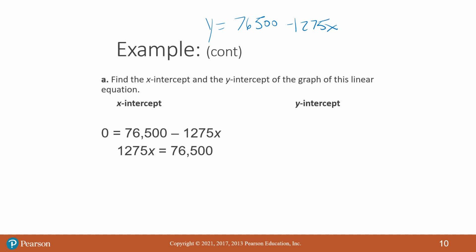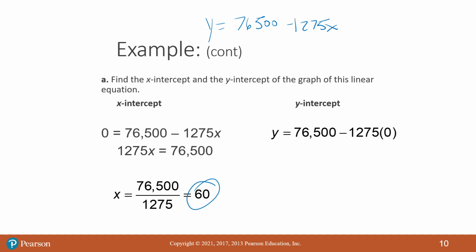Nice. We are setting the y equal to 0 to find the x-intercept. We're solving for x. So what I did was add 1,275x over to the left-hand side. I then divided by 1,275 in order to get x by itself. And I see that, hey, x equals 60. That is our x-intercept, which kind of makes sense because after 60 months we have paid off everything and our balance is now at 0.